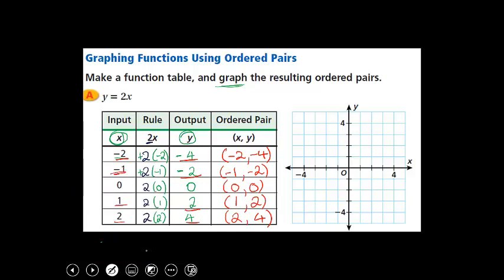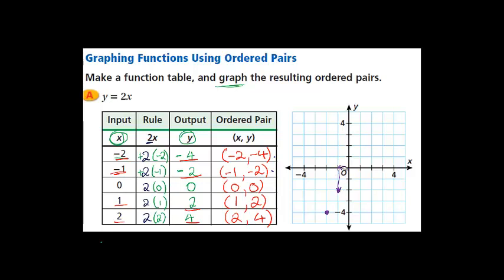Let's plot them. To do our first one, I'm going to do minus 2, minus 4. So minus means I go left, so I go 2 spaces to the left, and minus 4 means I go down 1, 2, 3, 4, and that is my first point. For the second one, minus 1, minus 2, so I go 1 step to the left and 2 down, which is going to be right over there.